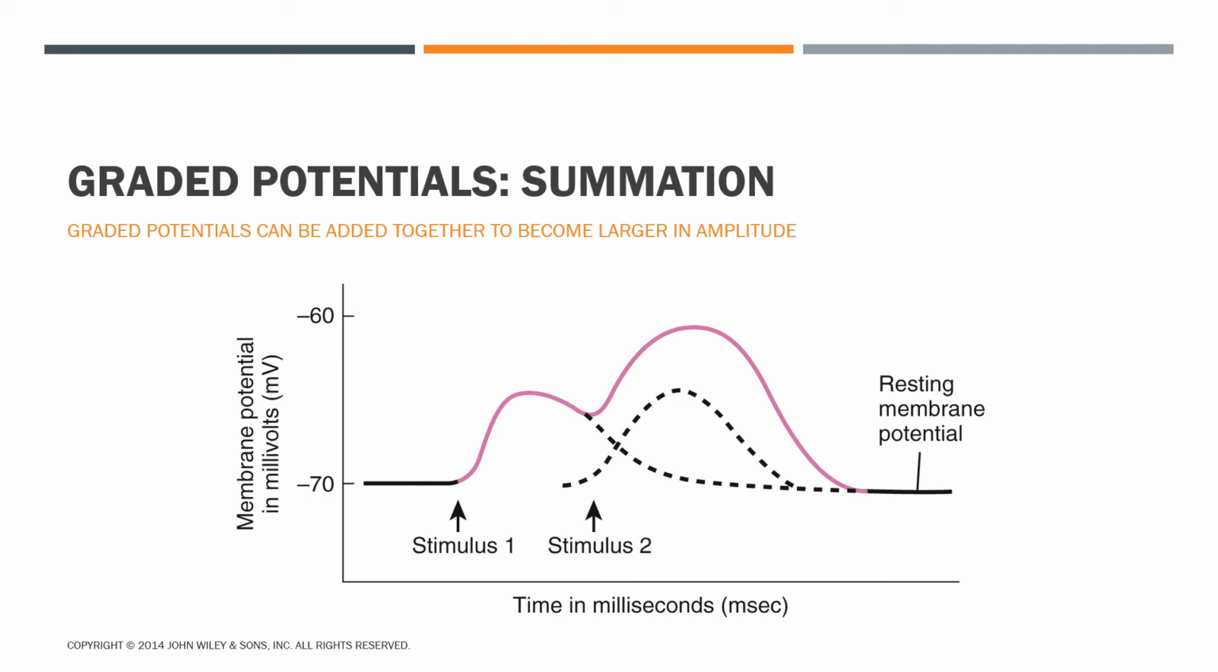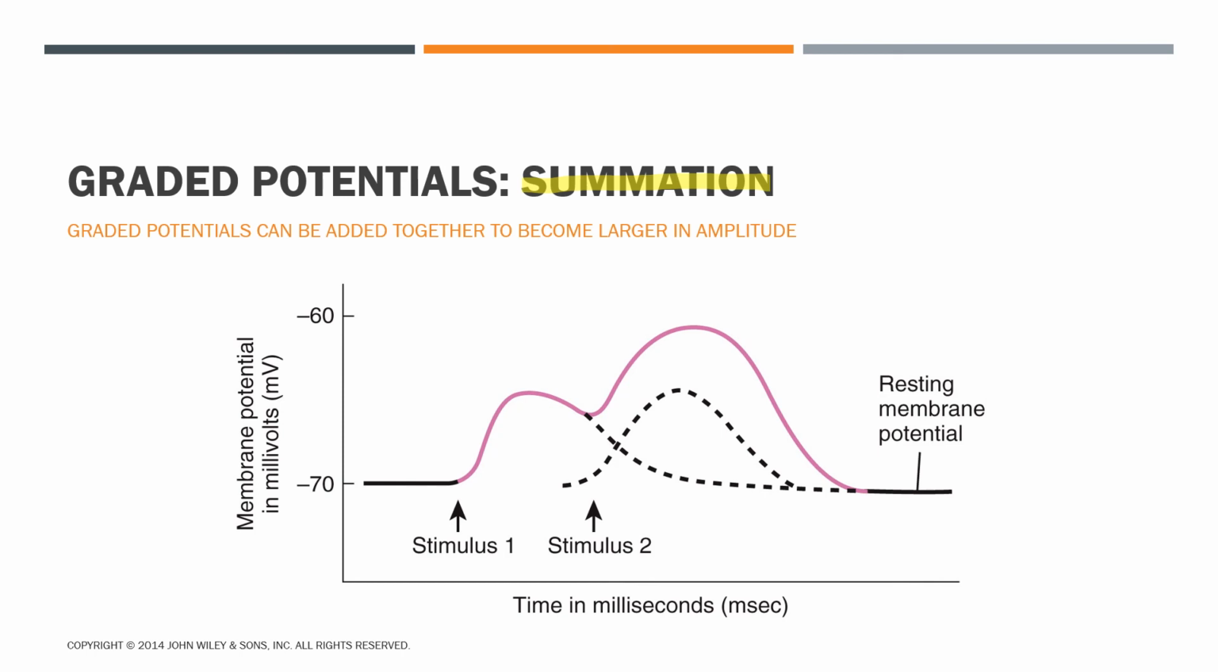Although an individual graded potential undergoes this decremental conduction, it can become stronger and last longer by summating with other graded potentials, or adding other graded potentials to it. Summation is the process by which graded potentials are added together. So if we have two depolarizing graded potentials that summate, the net result is a larger depolarizing potential. And if two hyperpolarizing potentials summate, the net result is a larger hyperpolarizing graded potential.